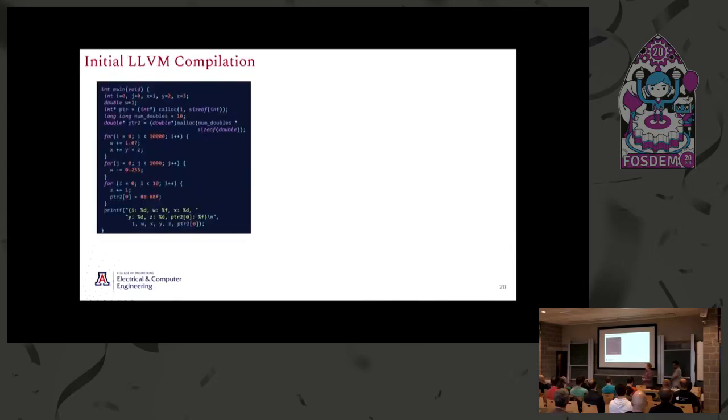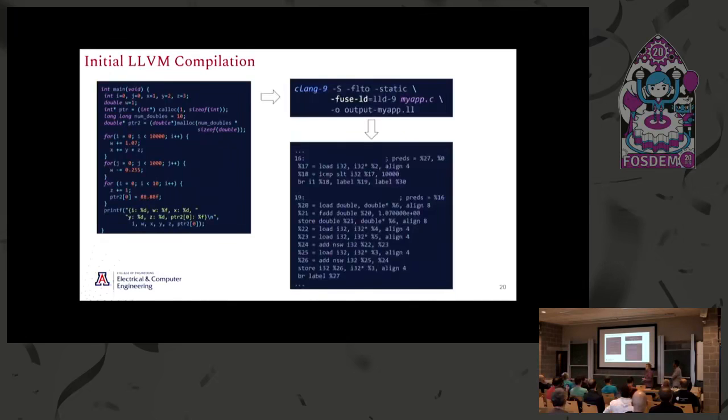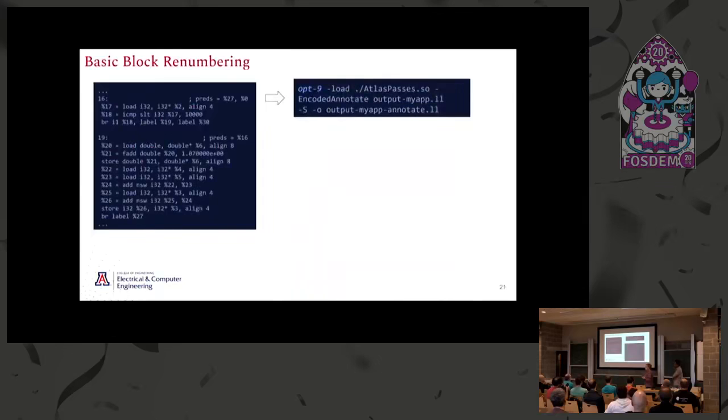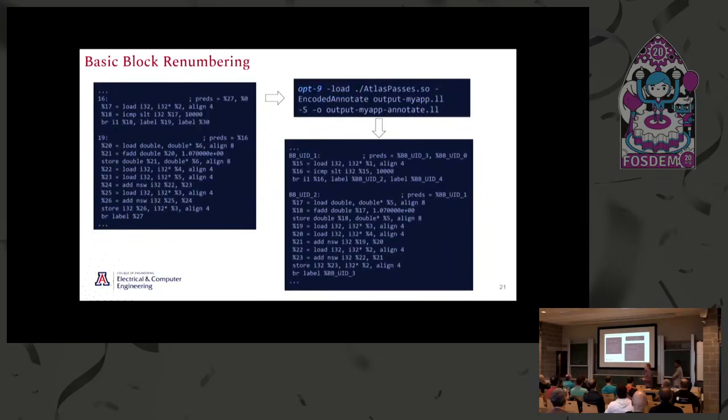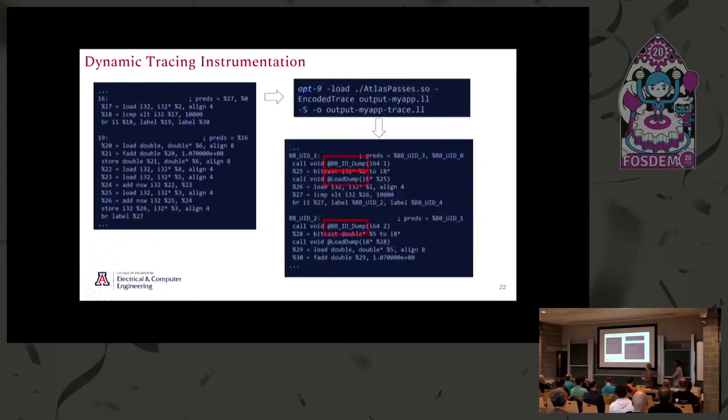So stepping through the high-level process from earlier, we start by just compiling to intermediate LLVM IR. And once we do that, we renumber the basic blocks with a very simple opt pass that basically just allows us to coordinate which basic blocks belong to which kernels after we've done our analysis phase. So we see here that these basic blocks are labeled. We instrument with the dynamic tracing calls. So we can see here that we do things like dump IDs of basic blocks on basic block entry, dump loads and stores.